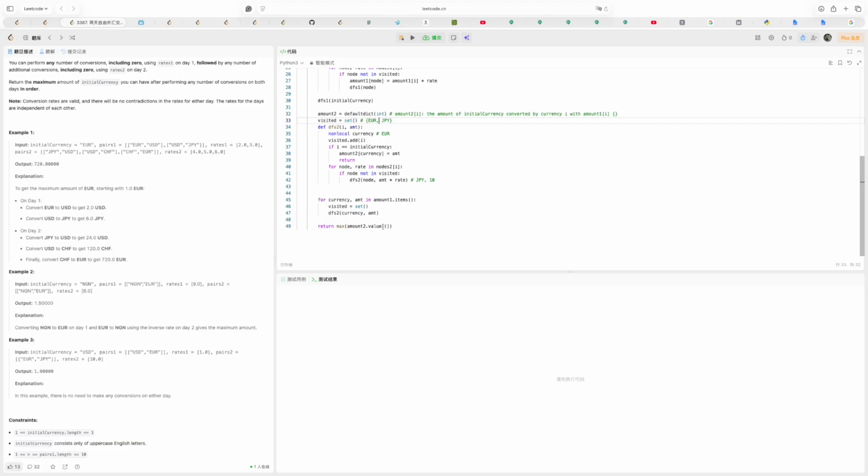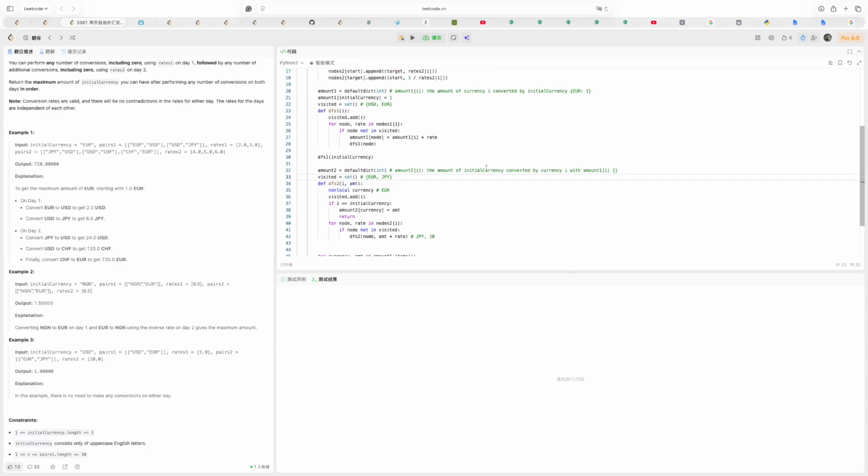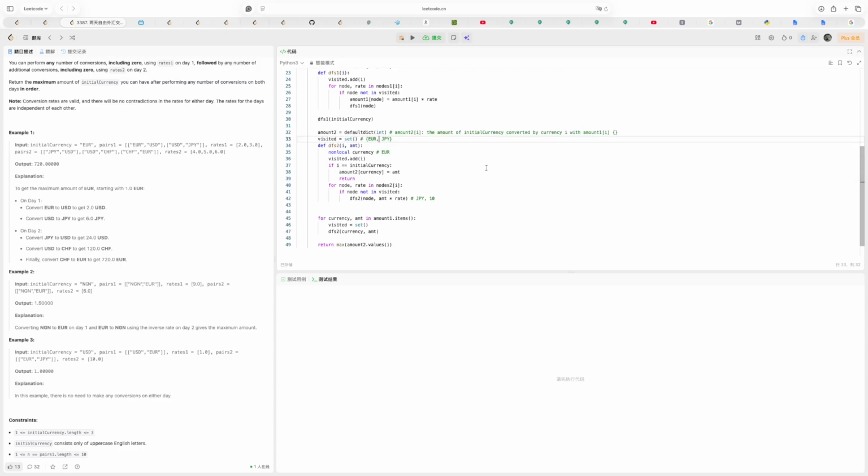Okay, so this is empty. I think maybe we'll have a default equals 1, if this is empty, like this.